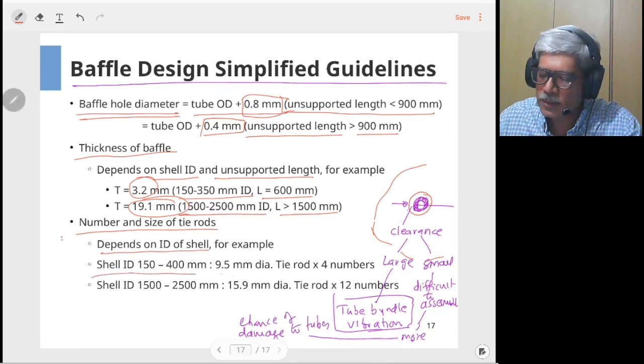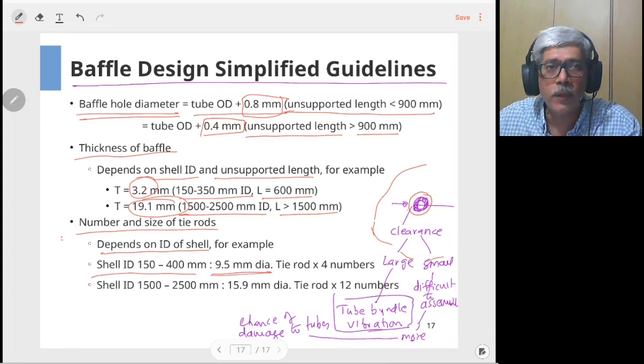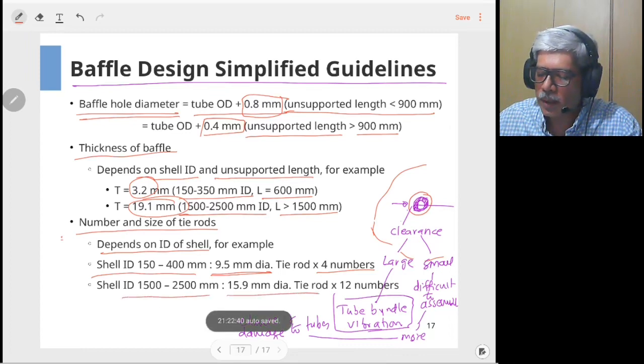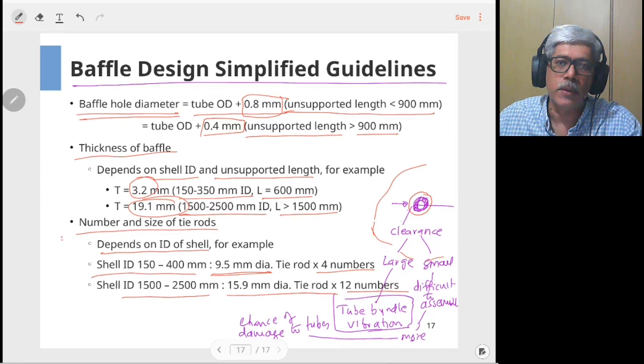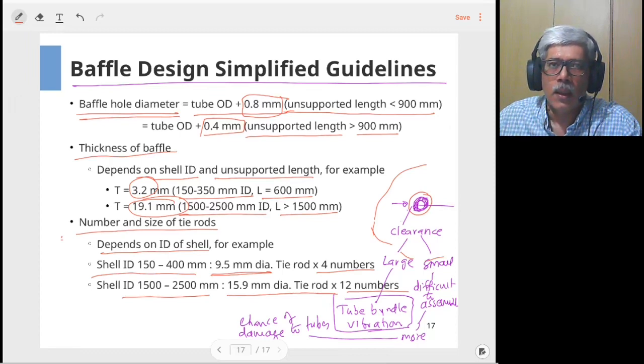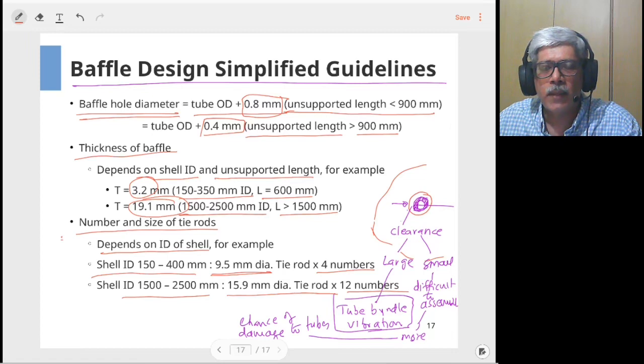So for small diameters, it is recommended to have 9.5 millimeter diameter tie rods and 4 tie rods. And for larger diameter, you have larger diameter tie rods and larger numbers. These are the general guidelines based on which the design of the baffles and the associated component, that is the tie rods, can be done. So this is a summary of how the baffle configuration is designed for a heat exchanger.